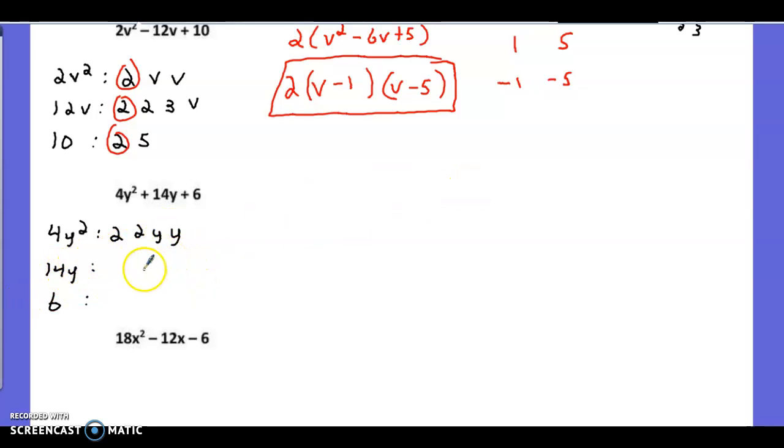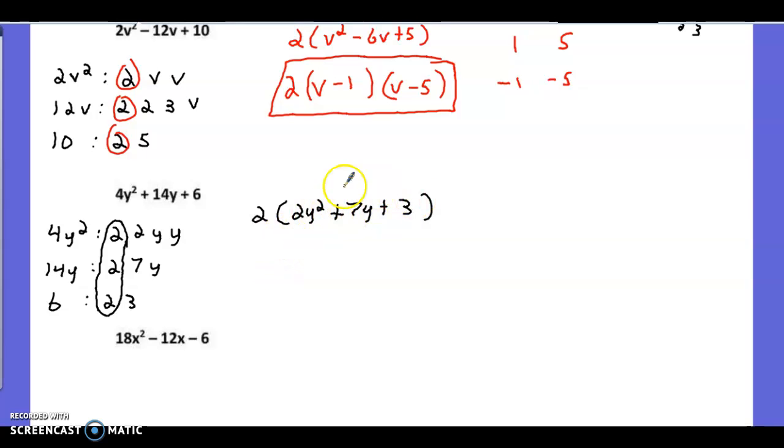14, when we break down 14, if you have to do your factor tree, go ahead and do that. That's going to be 2 times 7. 2 and 7 are both prime numbers. And then we have a 6, which is a 2 times 3. I'm skipping the factor tree for each one, but if you need to do that, go ahead and do that. So we can see in here we have a 2 as our GCF. So I'm going to write that out. The 2 on the outside, and then on the inside we have 2y squared plus 7y plus, and what's left over here is a 3.